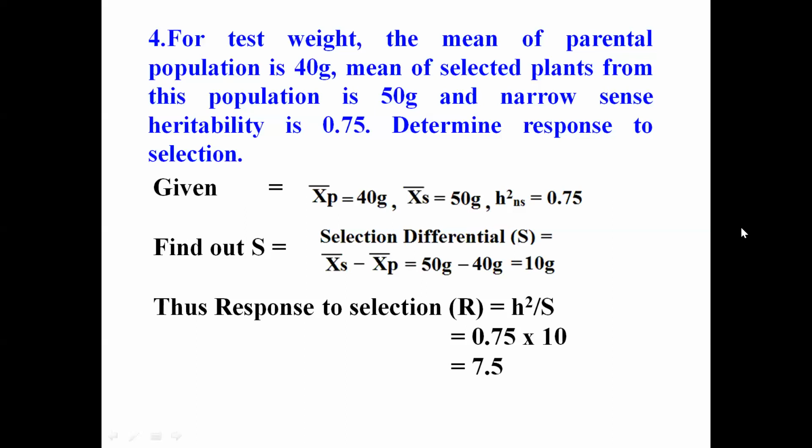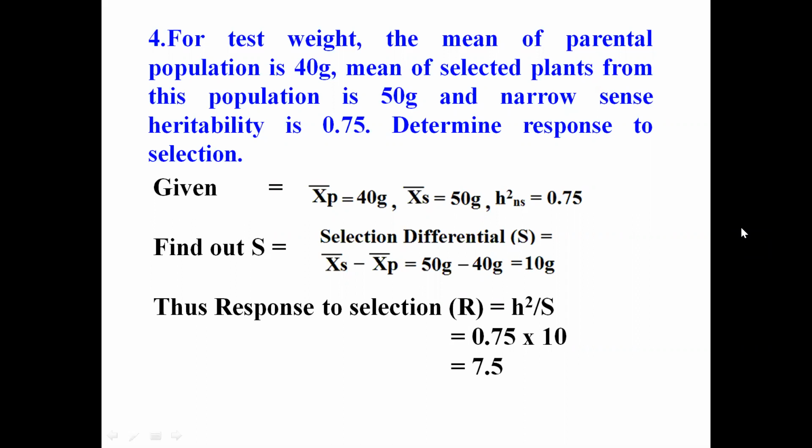multiplied by, what is this? This H square, no, not divided by S. Here this is multiplied by. There is some error in the formula. H square multiplied by S, and in this way response to selection is 7.5.